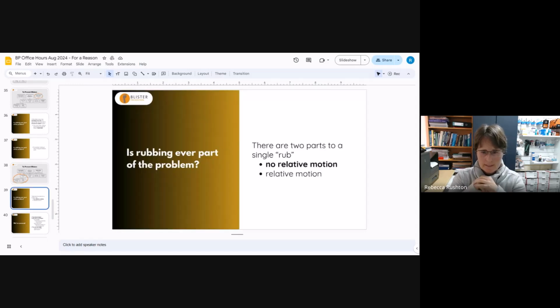And finally, when we get rubbing, there's two parts to every rub. There's the bit where there's no relative motion, and there's the bit where there is relative motion. So if you do this, you've got, first of all, that where there's no relative motion, and then that where there is relative motion. It's the bit where there is no relative motion that determines peak shear. So if you can get the skin surface moving sooner, you will reduce the magnitude of shear.